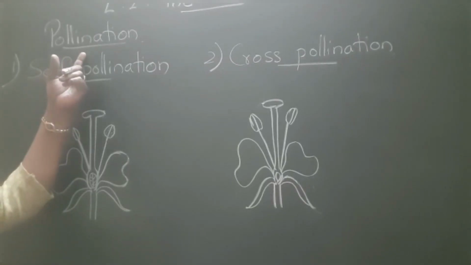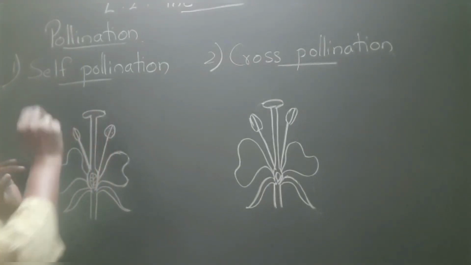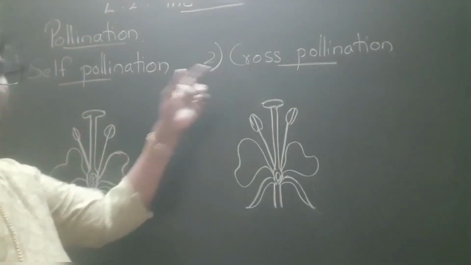Now let's see pollination. What is pollination? The process of transfer of pollen grains from the anther to the stigma is called pollination. Pollination has two types, self-pollination and cross-pollination.